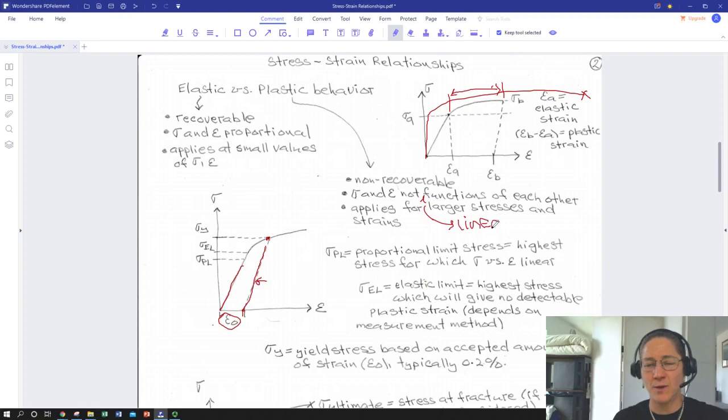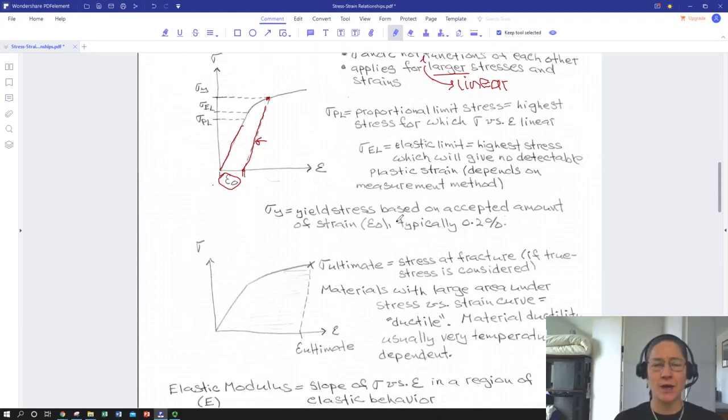I'll put a general note about this. It's very rare for there to be a very linear relationship in the plastic regime, and the strain is much larger, unless we have a brittle material where we're not really going to get a lot of plasticity anyway. Again, we're talking orders of magnitude difference in terms of how much strain we're going to have, plastic versus elastic.